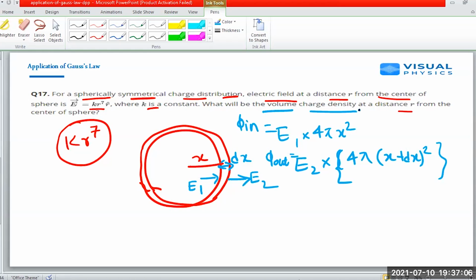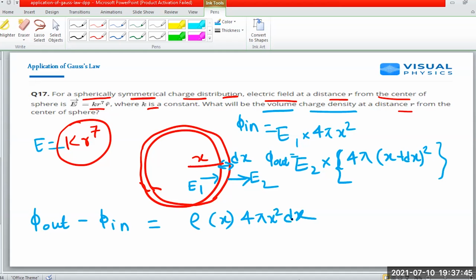I am asked the volume charge density, or indirectly I am being asked about the charge. First, if I can find the charge, I can easily find the volume charge density. So for that, I am using Gauss theorem. I am simply using phi in as E1 into 4 pi x square. Why am I using this? Because my electric field is a function of distance as r to the power 7. So my phi out minus phi in should be equal to rho, a function of x, into 4 pi x square dx by epsilon.